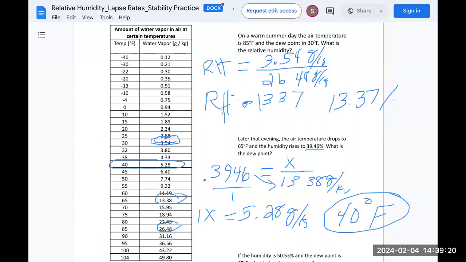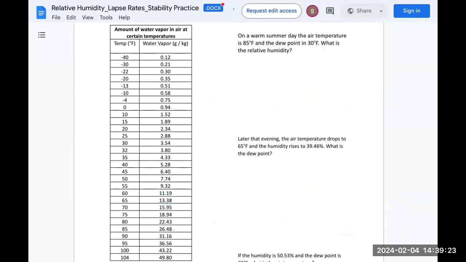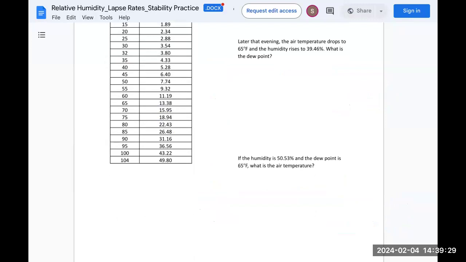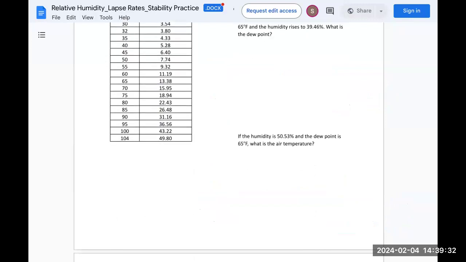Oops, I gotta clear this out. Going down to the last question. It says if the humidity is 50.53%, the dew point is 65, what is the air temperature? So now our dew point is 65. We are in a much more humid environment. So again, we would go ahead and put the relative humidity over here, 50.53. Go ahead and change that to the decimal. And the dew point is 65.